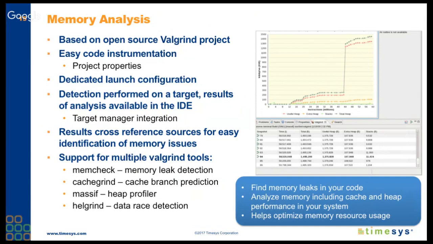Cachegrind is a cache profiler. It performs detailed simulation of the L1, D1, and L2 caches in our CPU, so that we can accurately pinpoint the sources of cache misses in our code.